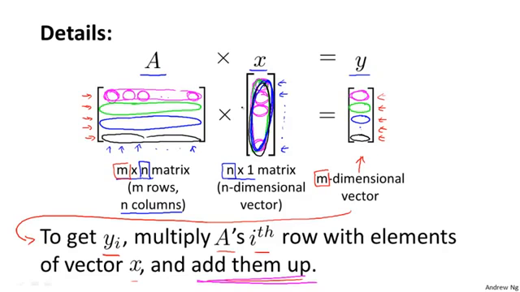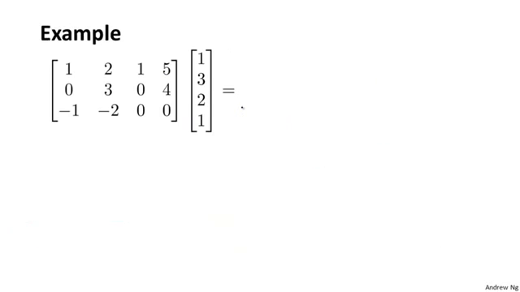Let's do one more example. Here's the example. So let's look at the dimensions. Here, this is a 3 by 4-dimensional matrix. This is a 4-dimensional vector, or a 4 by 1 matrix. And so the result of this product is going to be a 3-dimensional vector. So I'm going to write a vector with room for 3 elements. Let's carry out the products.